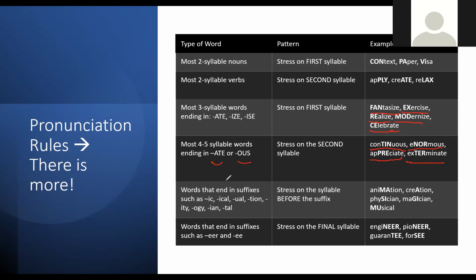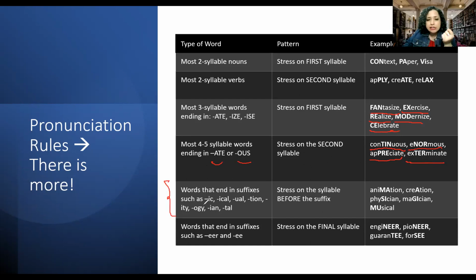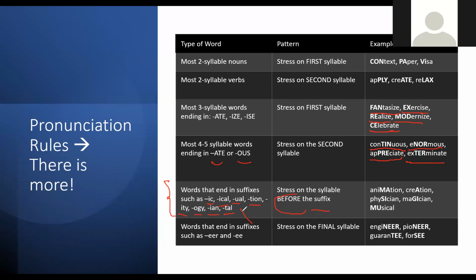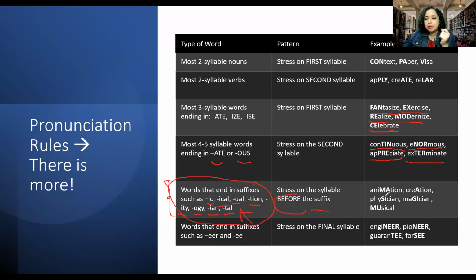Very good. And words that end in suffixes such as -ic, -ical, -ual, -sion, -tion, -ity, -ian, or -tial, they stress the syllable before the suffix. Before these ones. For example, animation. Creation. Physician. Magician. Musical. Very, very good.